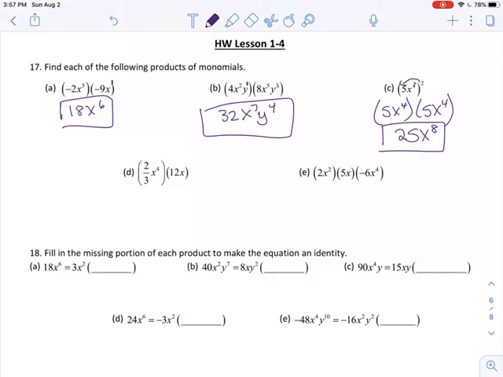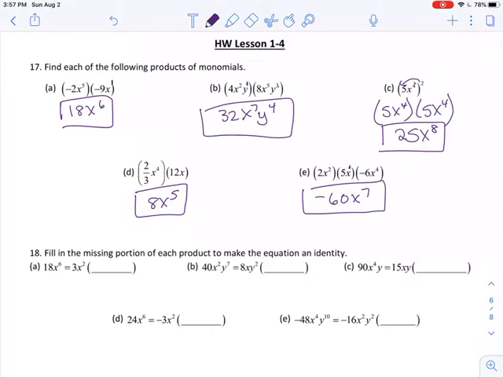In D, you're multiplying 2/3 times 12, which is 8, and I add the exponents, 8x to the 5th. And in E, I'm going to multiply all the numbers. 2 times 5 is 10, times negative 6 is negative 60. And I got 2 x's. This is 1x. 2 plus 1 is 3, plus 4 is 7.